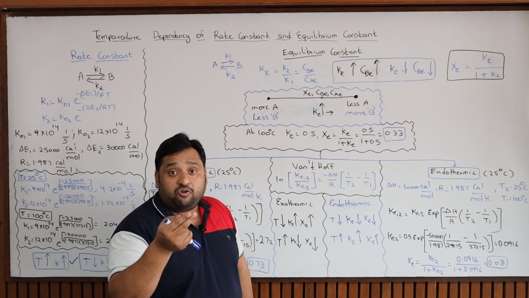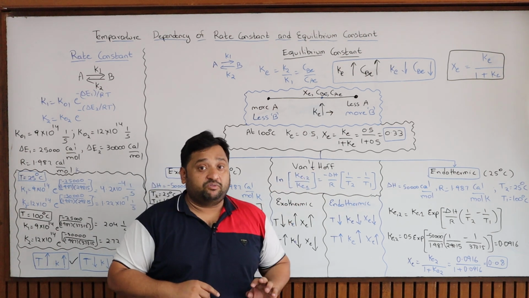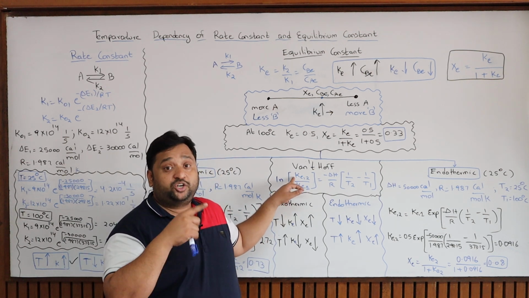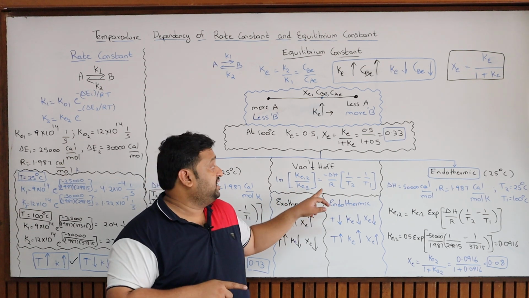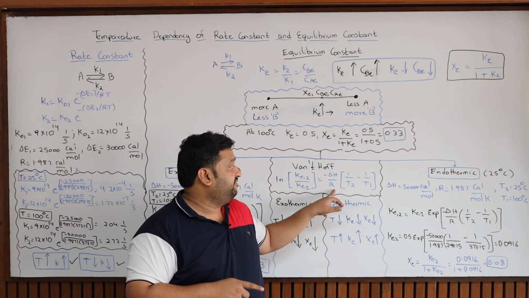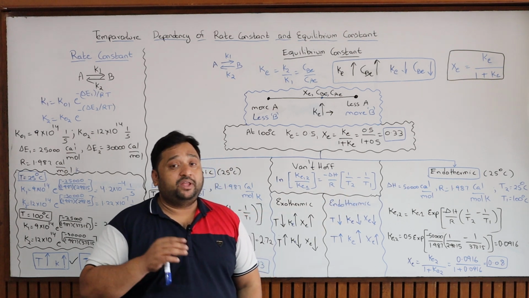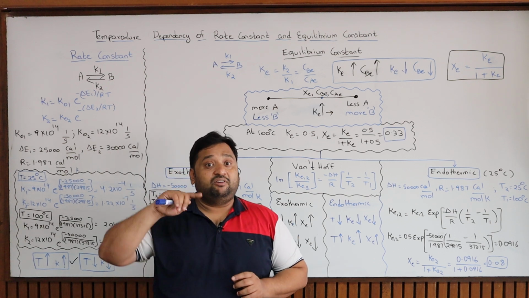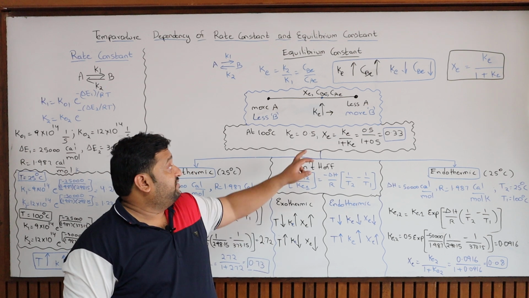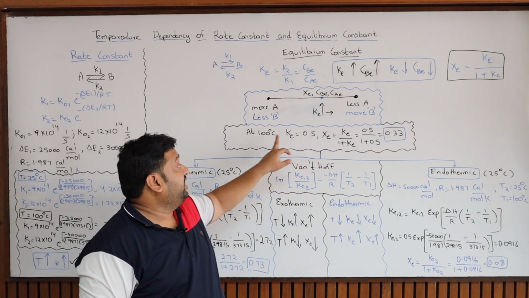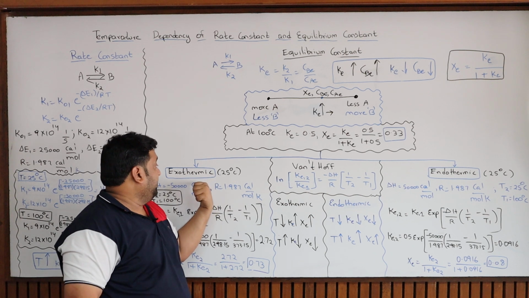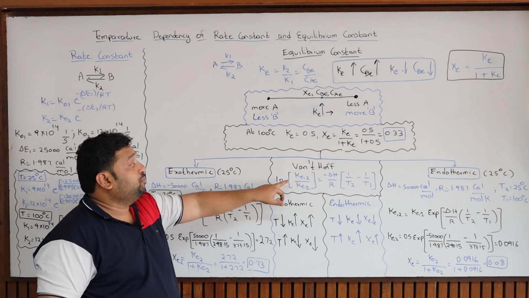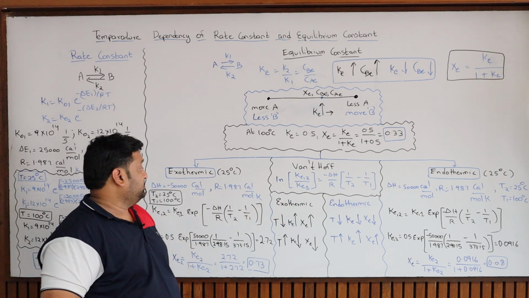The relationship between the equilibrium constant and the temperature is given by the Van't Hoff equation. It says that ln of equilibrium constant 2 divided by equilibrium constant 1 is equal to minus enthalpy of the reaction divided by R, into 1 by T2 minus 1 by T1. That means if you know the equilibrium constant at one temperature, you can estimate it at another temperature. For the base case, I know the equilibrium constant is 0.5 at 100 degrees centigrade. For the exothermic case, I will simply use this equation to predict my new equilibrium constant and new conversion.